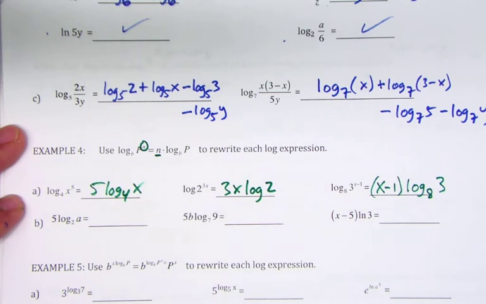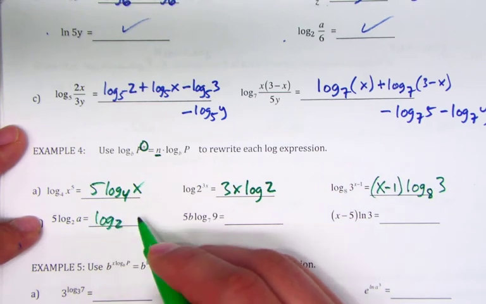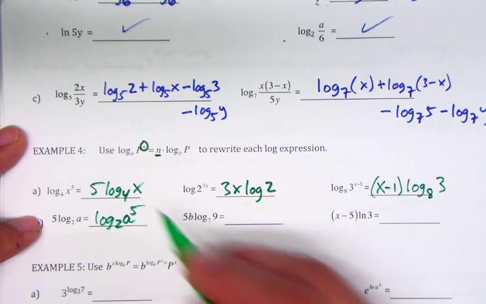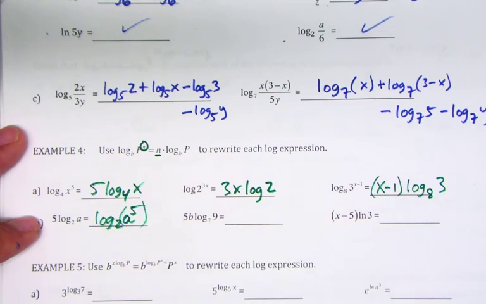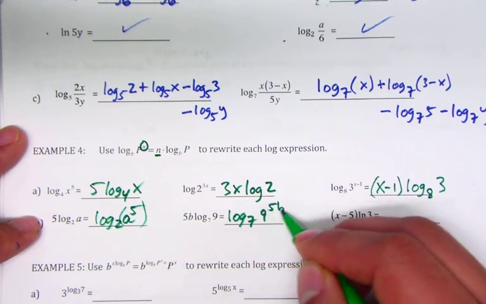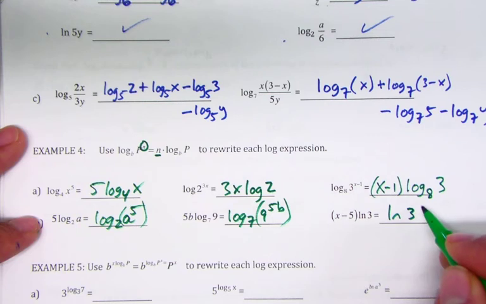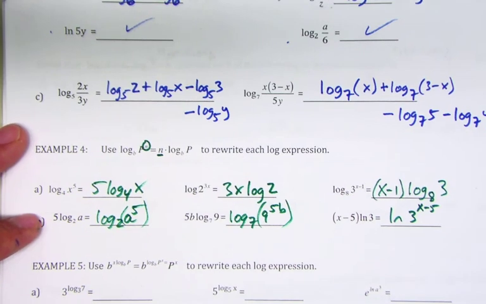Okay? Here we're doing the reverse. So it's log base 2 of what? A to the 5th. Next one is 9 to the 5b. And here it's natural log of 3 to the x minus 5. All right so far? Okay.